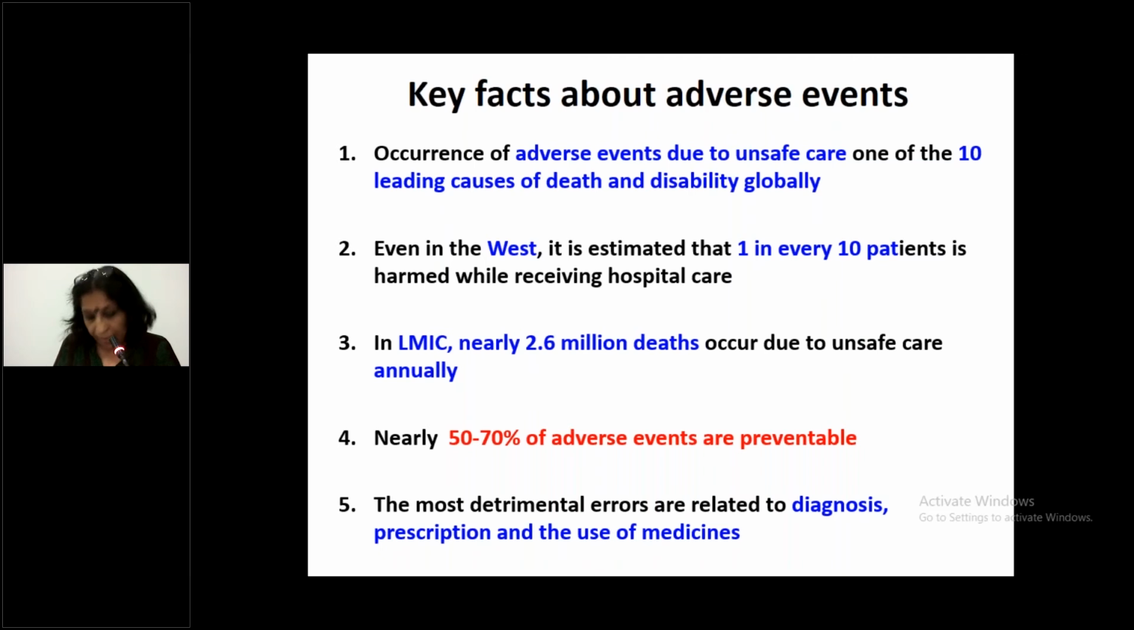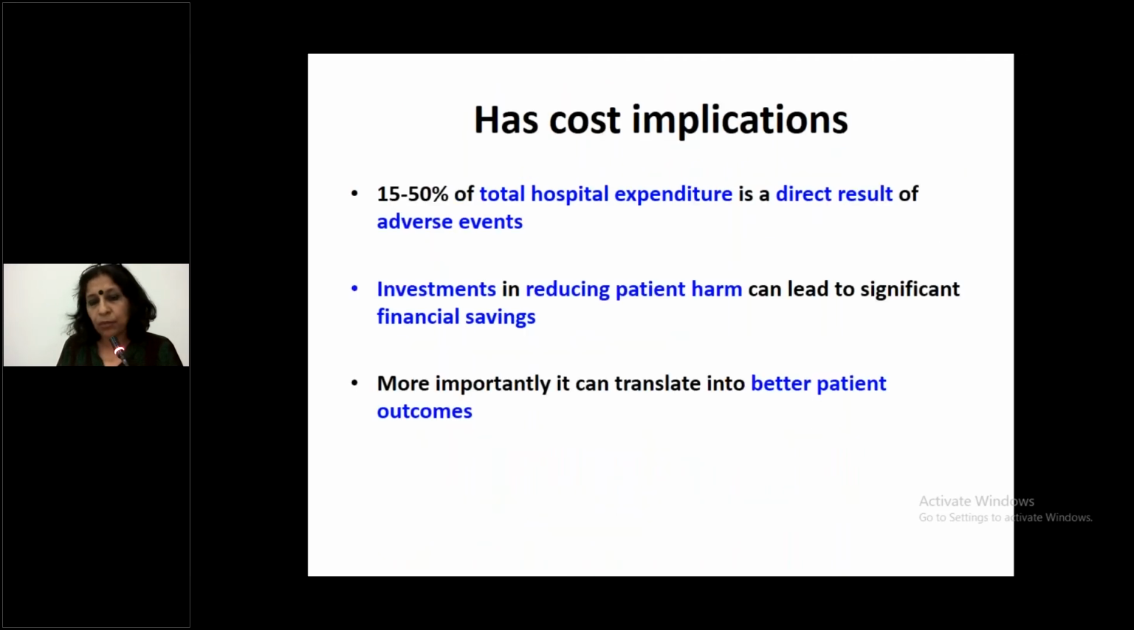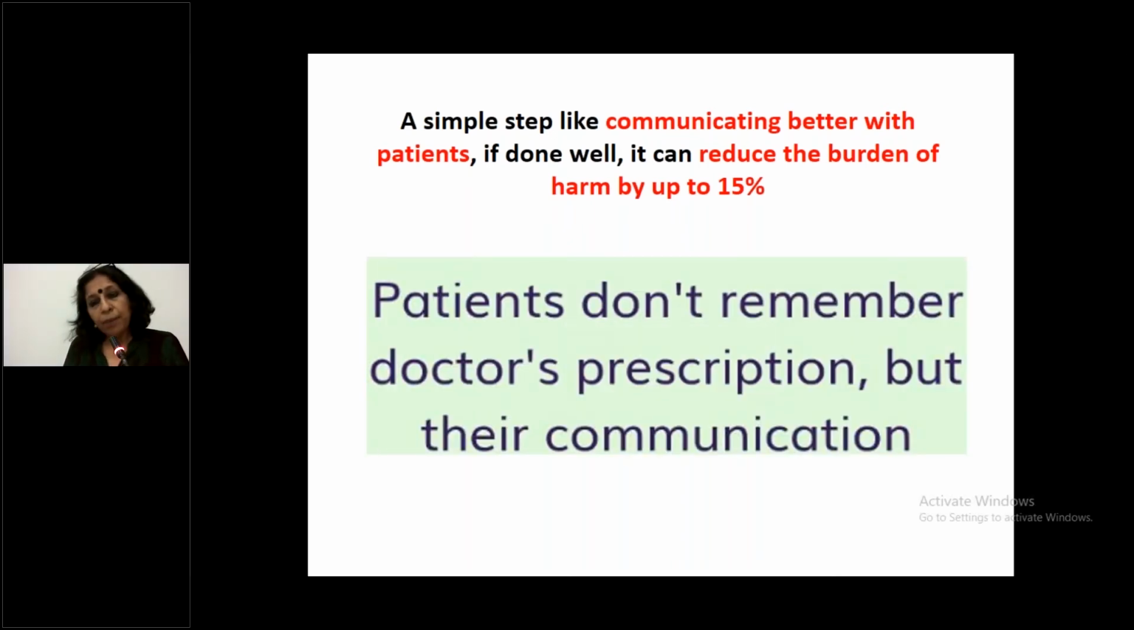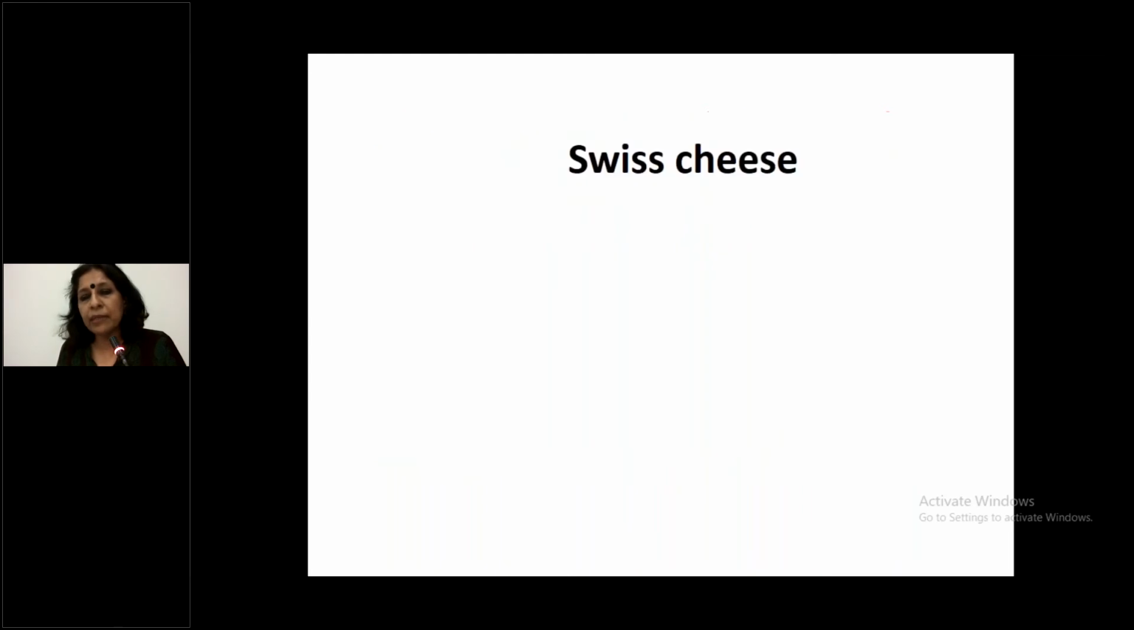And the most detrimental problems are because of diagnosis, prescription, and use of medicines. If we prevent these errors, if we work towards patient safety, we can also save a lot of expenditure and end up with better patient outcomes. A simple step, for example, like communicating better with the patients. This is more important when we are talking about antihypertensives, oral anticoagulants, etc. If done well, it will reduce the burden of harm by up to 15%. Patients do not remember the doctor's prescription. They always remember what the doctor or whatever the healthcare provider told them. The extended families remember that.